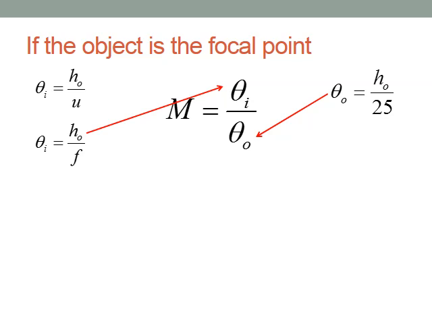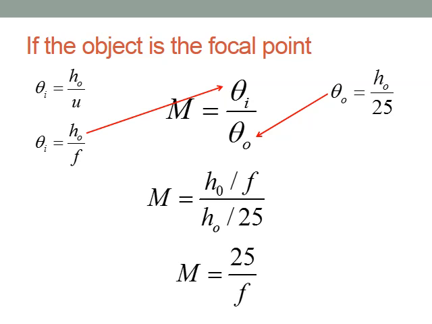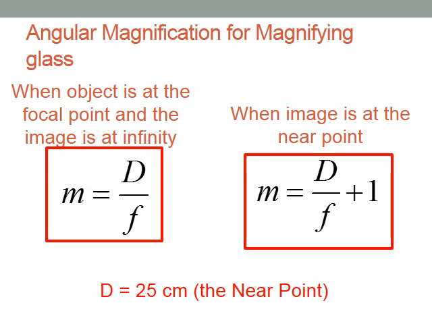Okay, so earlier we said that theta I is equal to H over U, and theta O is equal to H over 25. These still work, except that the U will now just be simply F instead of whatever equation we derived last time. So we're going to plug these things in, do a quick little algebra voodoo, rearrange, and we get angular magnification, when you use the magnifying glass incorrectly, meaning holding the magnifying glass near the object and away from your eye, is 25 over F. This is different than the last equation.